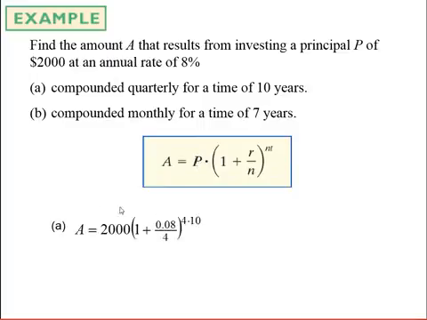So if I plug all of that into that formula, and then I take out my calculator and crunch that value, I'm going to get $4,416.08. So again, this is the accumulated amount at the end of the 10 years. This is how much I have collectively, interest and my principal investment.